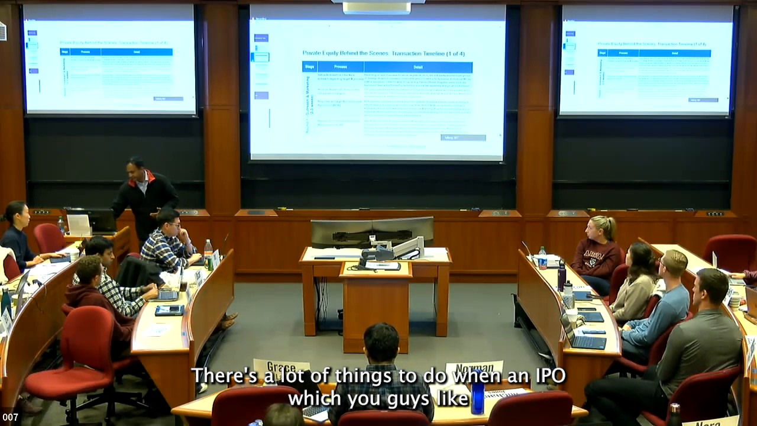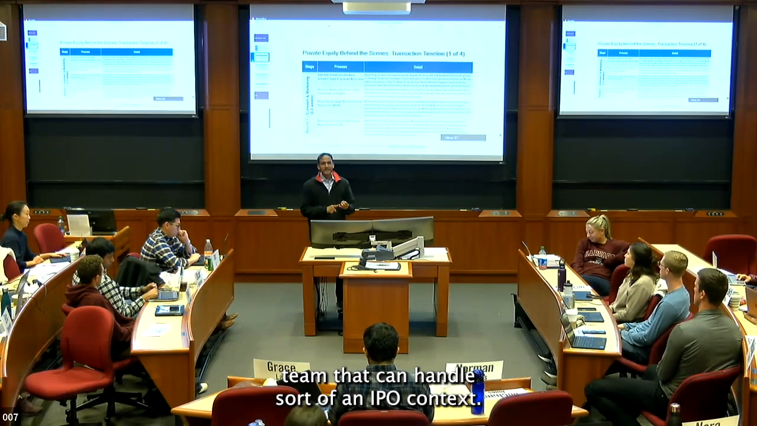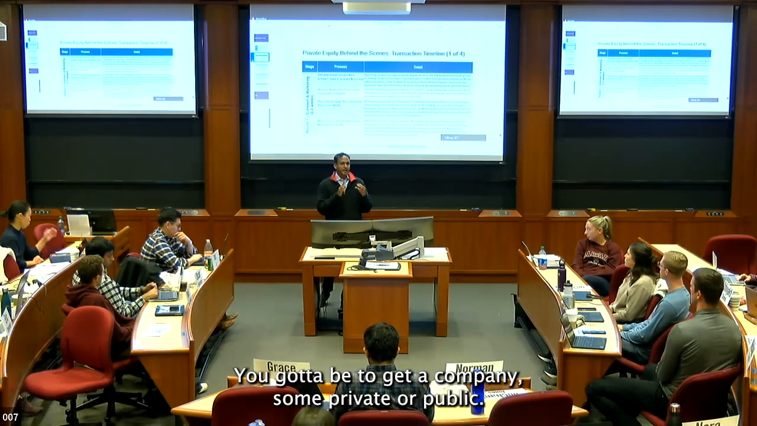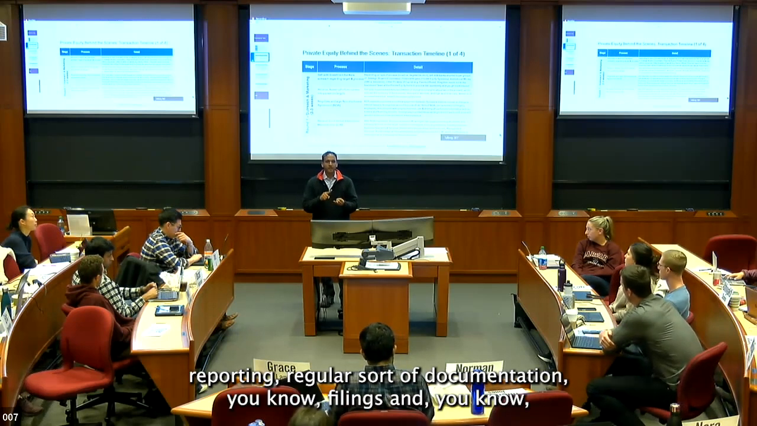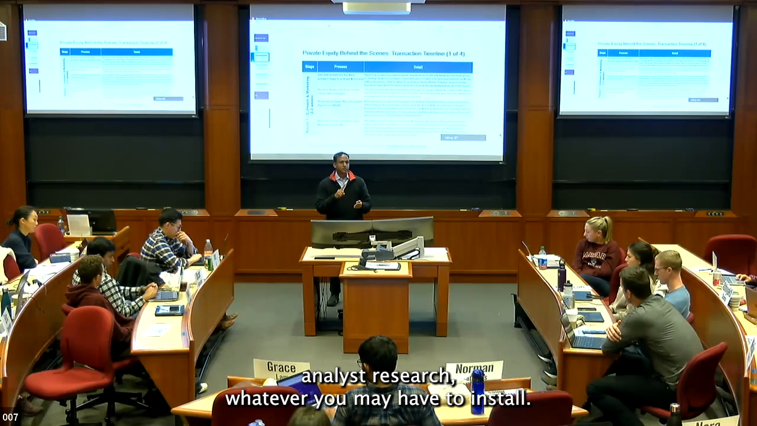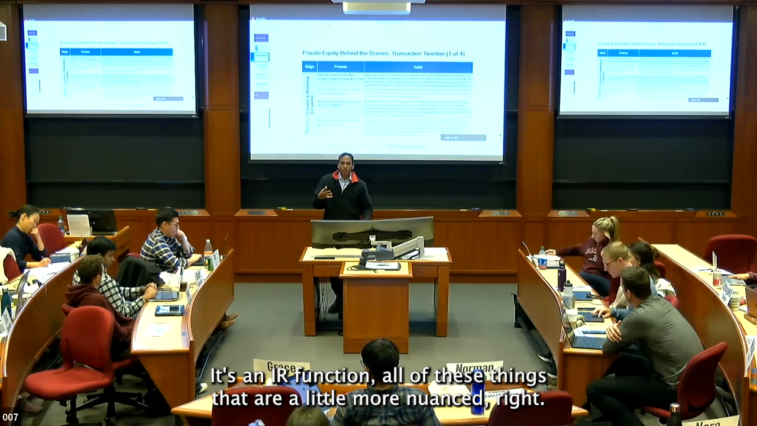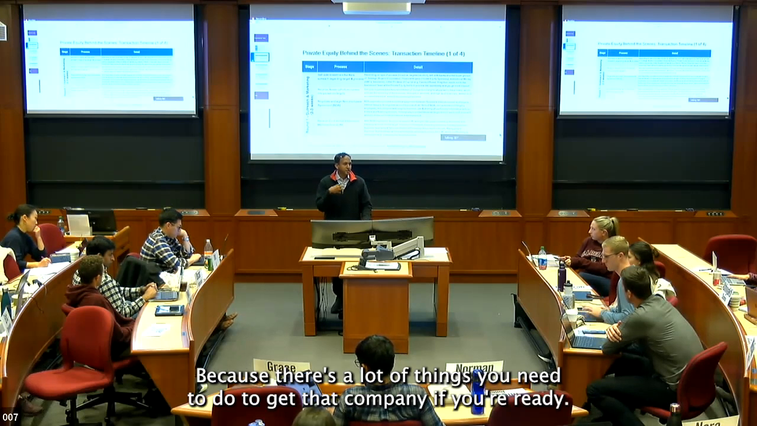There are a lot of things with an IPO, which you guys know. You've got to have a management team that can handle an IPO context. To get a company from private to public, you have to set up all this infrastructure: regular reporting, regular documentation, filings, analyst research, whatever. You may have to install its own IR function, all of these things that are a little more nuanced, right? So typically the PE option is to sell it to another PE firm, because there's a lot you need to do to get that company IPO ready.